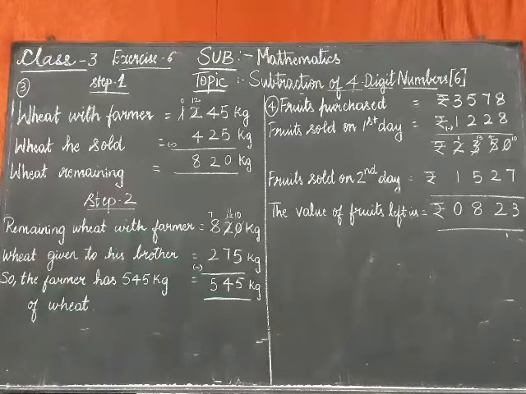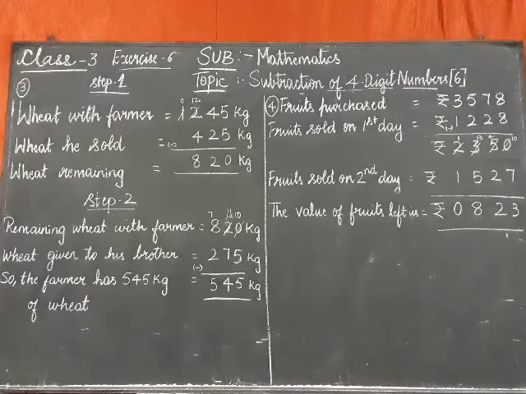Next, the fourth sum is, a fruit seller purchased fruits for how much rupees? For rupees 3578. Out of those fruits, he sold fruits for rupees 1228 on the first day. Then on the second day he sold rupees 1527. We should find out what is the value of fruits that are left with the fruit seller now.